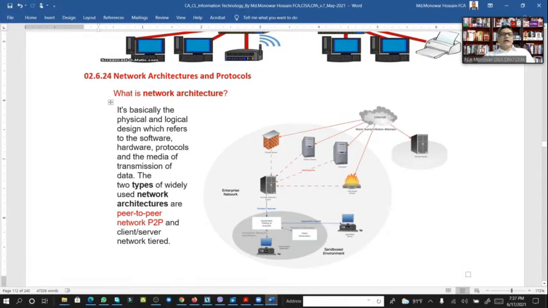And network architecture and protocol. What is the network architecture? If we see, it is basically the physical and logical design which refers to the software, hardware, protocol, and the media of the transmission of data. The two types of widely used network architecture are the peer-to-peer network, here we are seeing P2P, peer-to-peer network, and the client-server network.